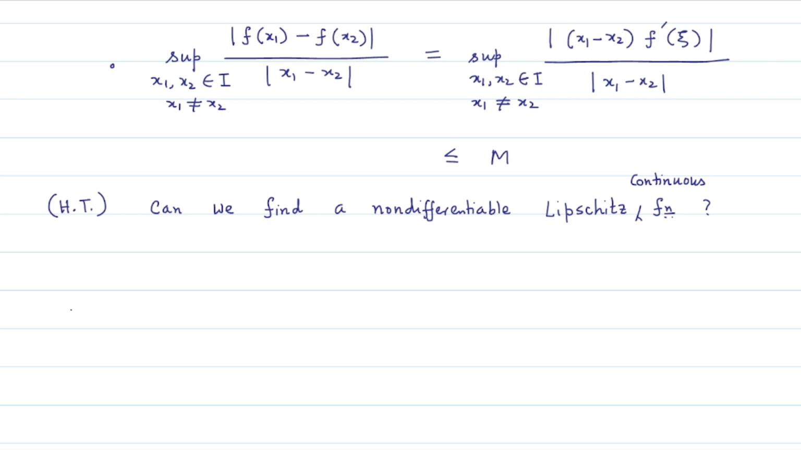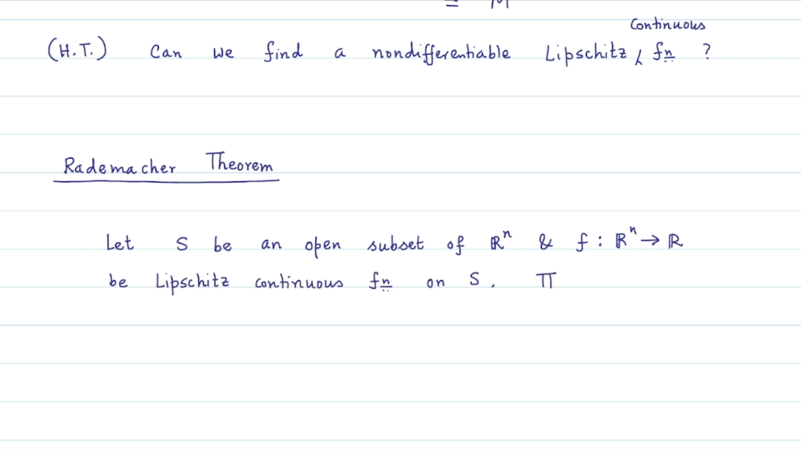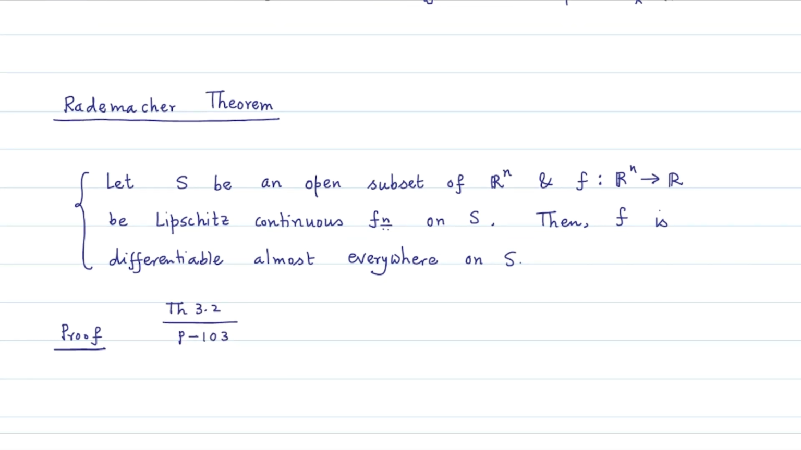The Rademacher theorem states that if we are given an open subset of R^n, say the set capital S, and f is a Lipschitz continuous function of n variables on the set capital S, then the function f must be differentiable almost everywhere on the set capital S. For a proof of this result, you may please visit the proof of Theorem 3.2 on page 103 of the book entitled Measure Theory and Fine Properties of Functions by Evans and Gariepy.